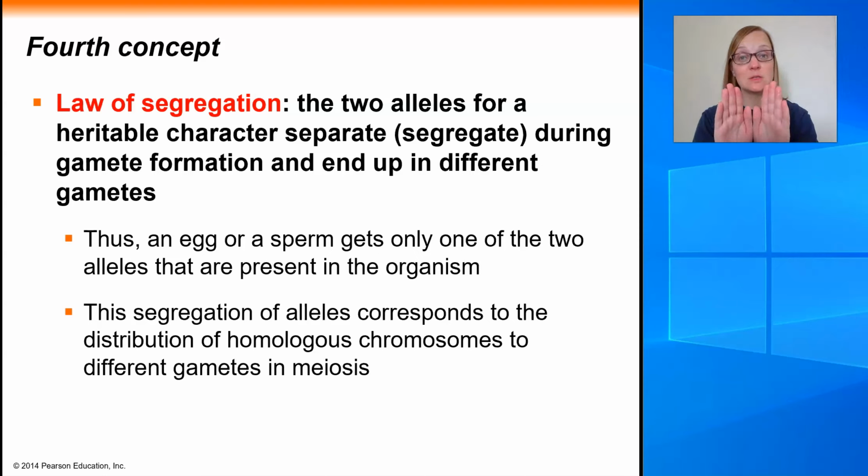Remember that during meiosis, during gamete formation, you are separating sets of chromosomes. So the homolog with the white allele is going to go to one set of gametes, and the homolog with the purple allele is going to go to a different set of gametes. So each egg or sperm only gets one of the two alleles, either the white one or the purple one, and then can pass on that one allele to the next generation. And again, this law of segregation has everything to do with the way that homologous chromosomes are sorted into different gametes during meiosis.